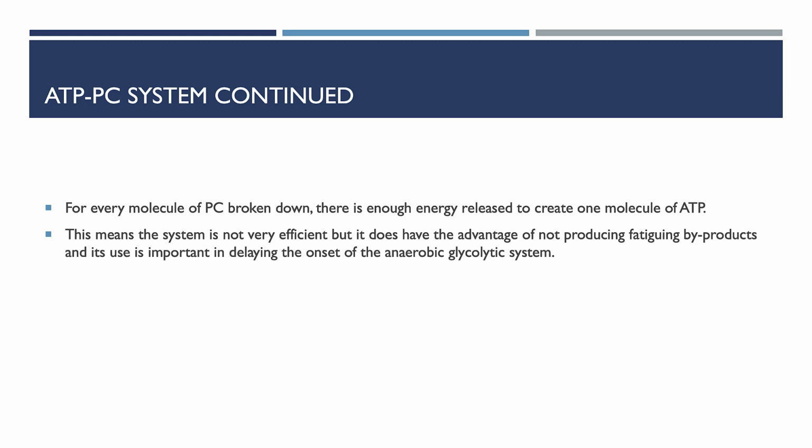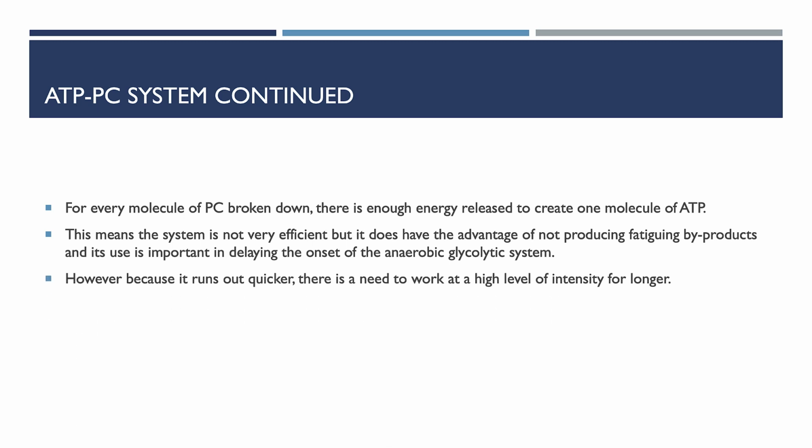So basically, this system has to be used first because the anaerobic glycolytic system can't start instantly, whereas the ATP-PC system can start instantly, up to about 5 to 8 seconds, sometimes up to about 10, but then the anaerobic glycolytic system kicks in. However, because it runs out quicker, there is a need to work at a high level of intensity for longer.